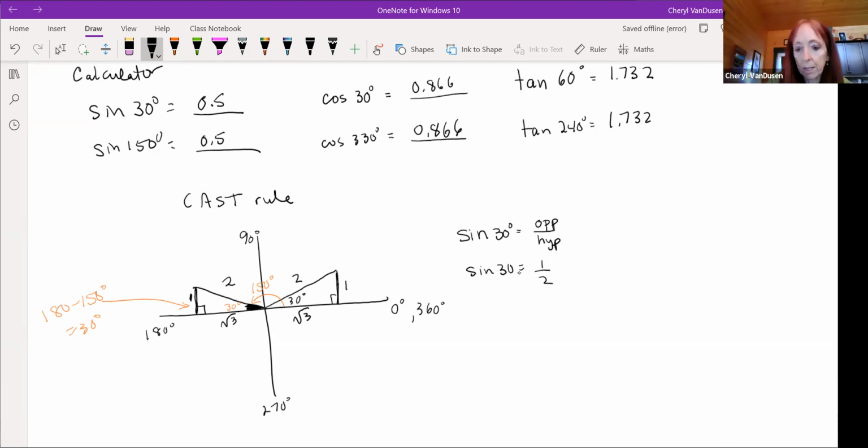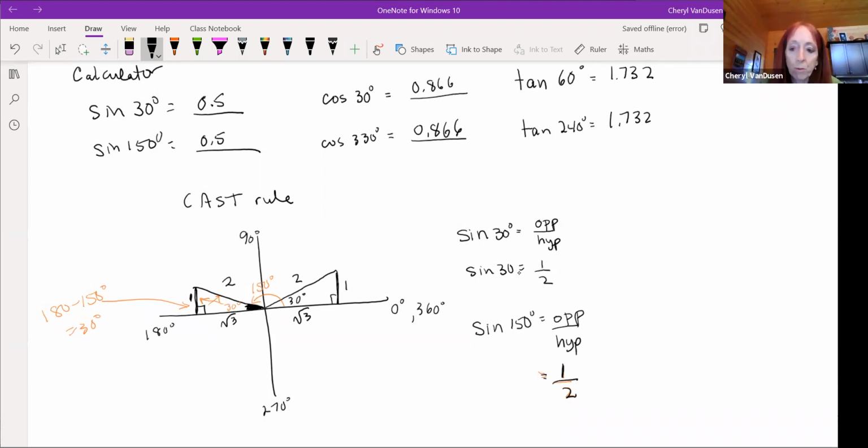So now let's look at over here, what would we do for sine of 150? Well, the definition of sine never changes, it is opposite over hypotenuse. So the opposite side, I'll just use the orange again, is 1. And the hypotenuse is 2. That backs up why we all of a sudden came up with the same answer.